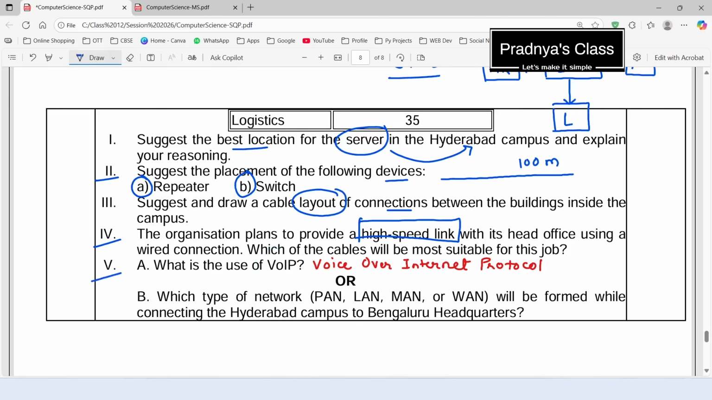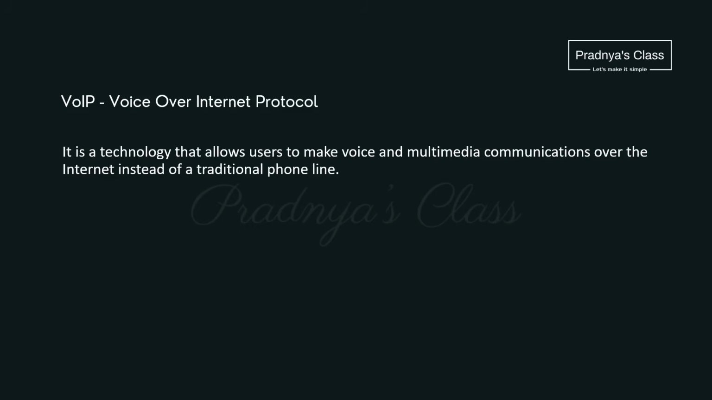Here is the 5th question. What is the use of VoIP? Hope you know what VoIP is. It's Voice over Internet Protocol. With this technology, we can do voice communication over the internet, just like we use WhatsApp for voice calls as well as for video calls.